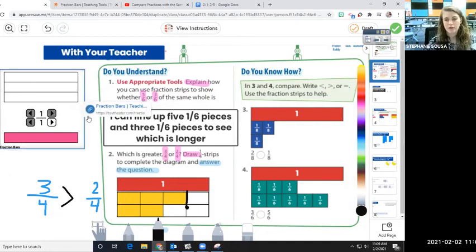Justin, the website is right here on this little link. Okay.